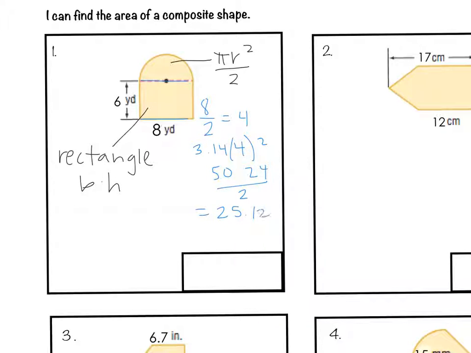25.12. Now if I look at the formula for the area of a rectangle, base times height, I know the base, which is 8, times my height, which is 6, to give me 48. And now to figure out the total area of this composite shape, the half circle and the rectangle, I'll take 48 and add to that 25.12. When I add those two together, I get 73.12 yards squared. And that's my final answer.